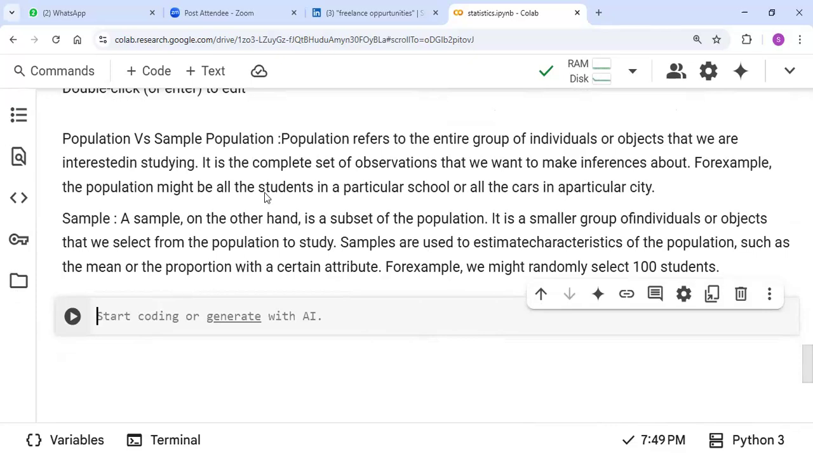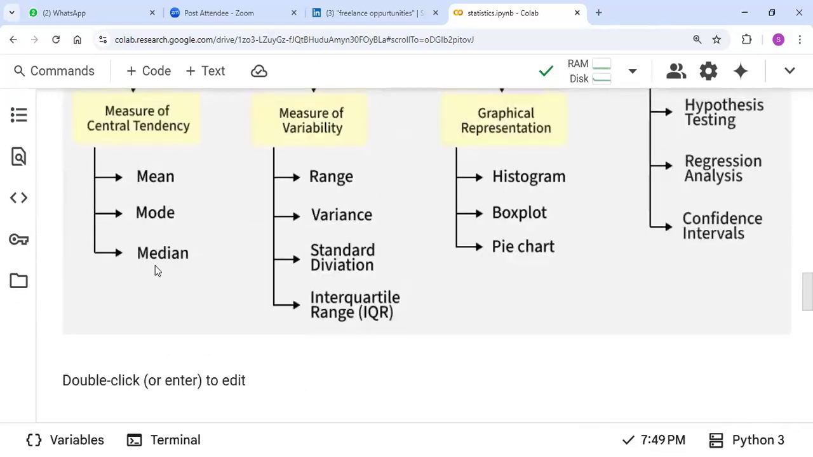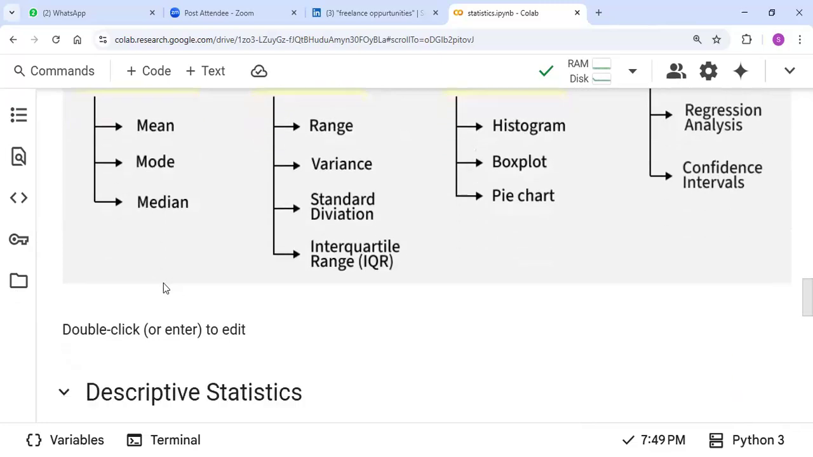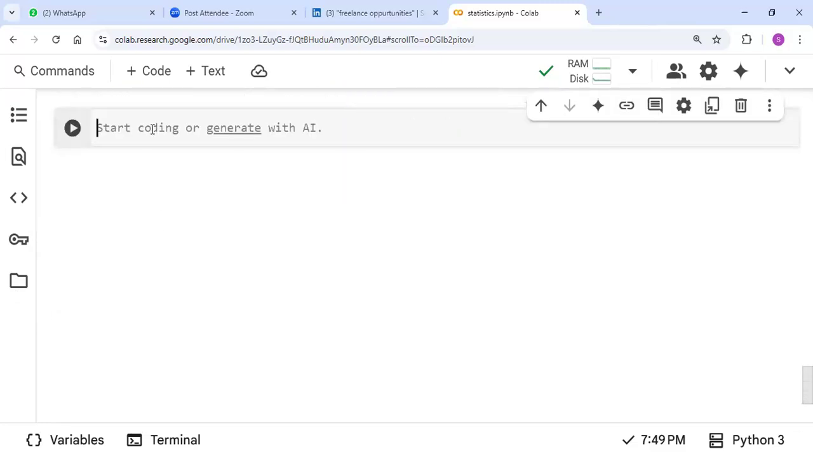So descriptive statistics, as you said already, measures of central tendency. It is simply the mean, median, and mode. What you wanted to understand about the mean, median, mode, let us see with an example.